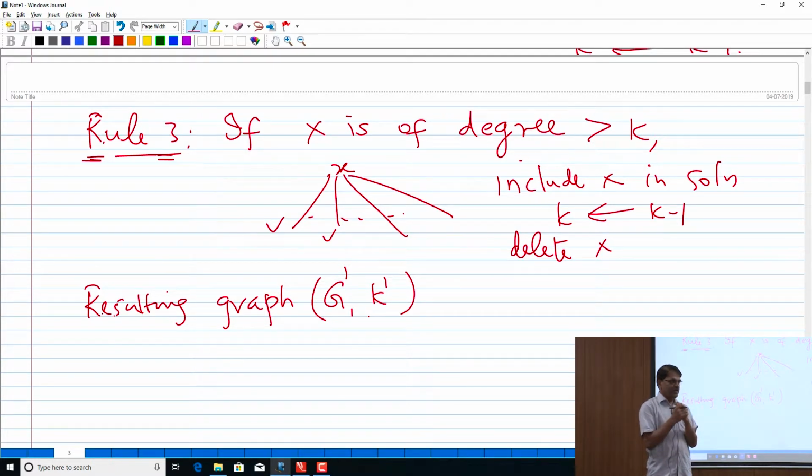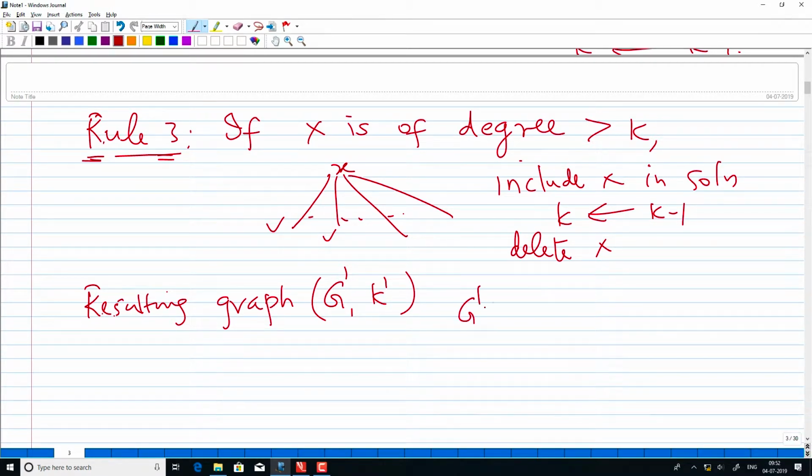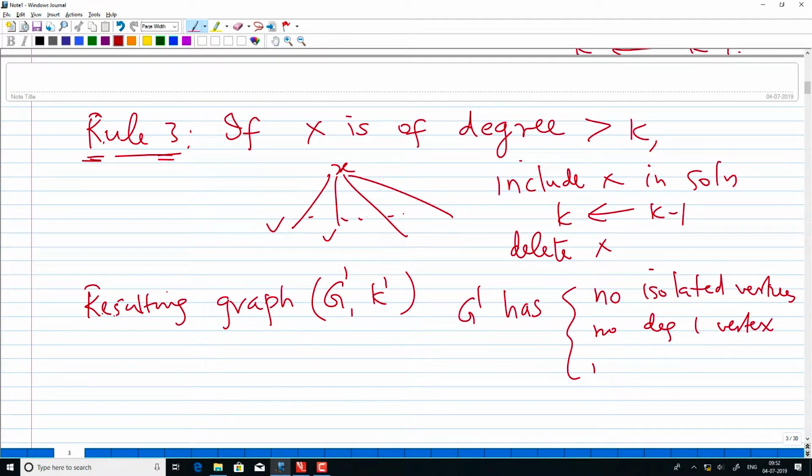Maybe none of the rules are applicable, but there are no isolated vertices, because we would have deleted them. No pendant vertices. And the maximum degree in the graph is at most k. So G prime has no isolated vertices, no degree one vertex, and degree is at most k. No degree one is not going to be a big, useful thing for me.